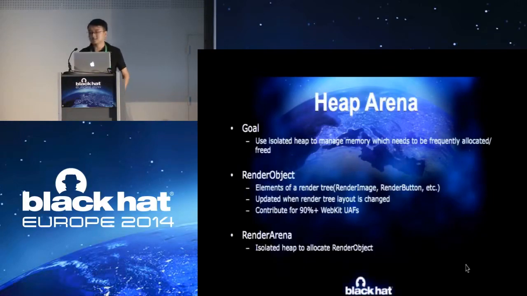So the first concept is the heap arena, which is a similar concept to IE's isolated heap. It will put all those frequently updated objects, the typical example being the render object. The render object will be updated when the layout tree is changed, so it is updated very frequently. And in our cases, based on our fuzzing tests, it contributes to more than 90% of WebKit UAFs. So you may need to find a general way to exploit the heap arena. Otherwise, those UAFs will be wasted.